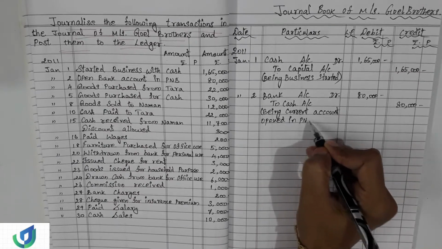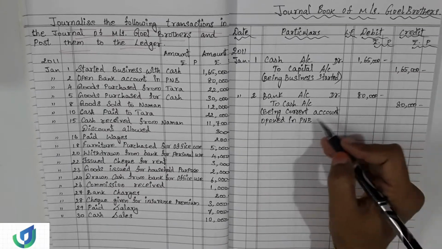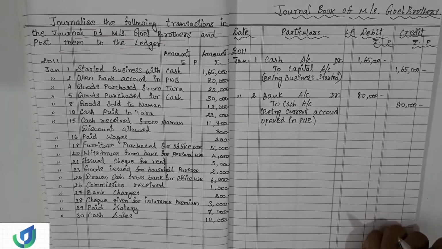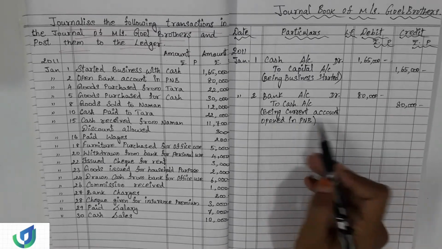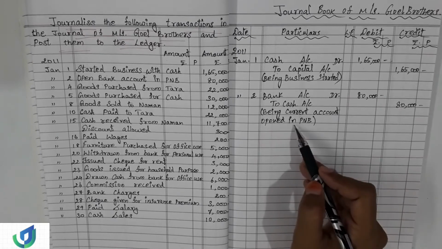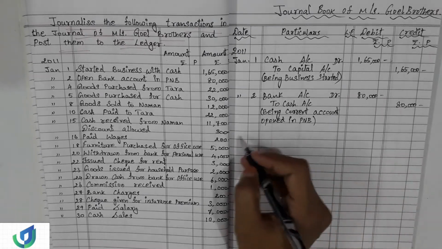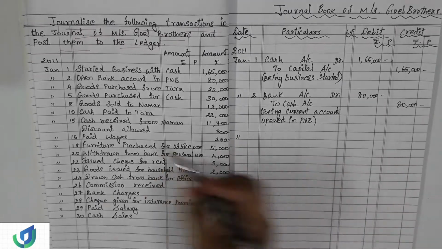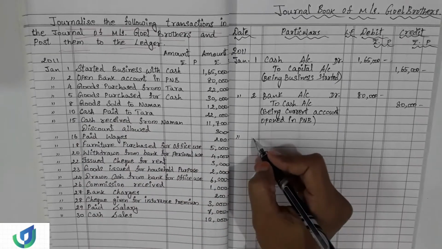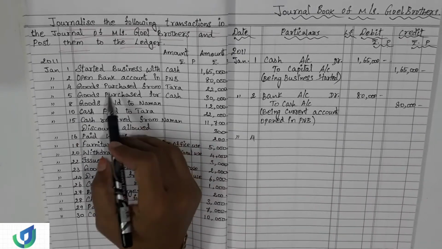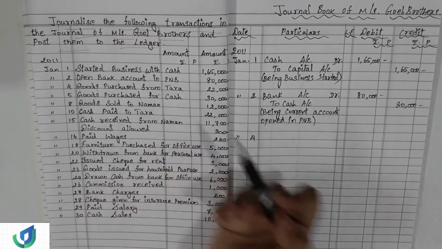in Punjab National Bank. In short we can write, and we can close the bracket. So when the narration comes, two lines means second line we can write and we can close the bracket. Leaving one line we can put ditto. And number 4. So 4th Jan transaction, goods purchased from Tara.